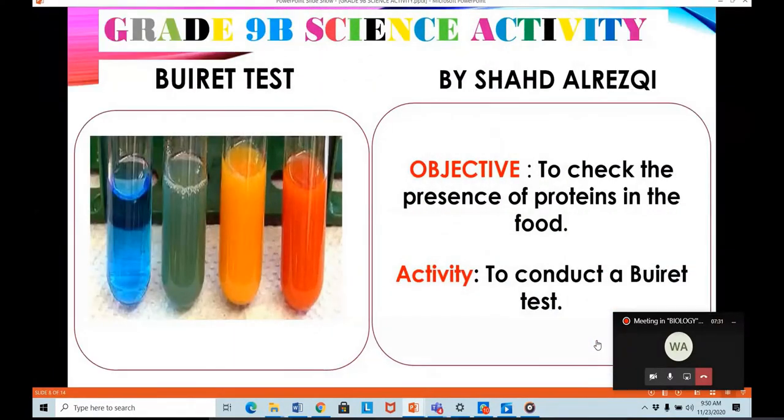So let's start with Shahad Al-Reski, inshallah. She will be doing a Biuret test. The objective is to check the presence of proteins in the food by conducting this Biuret test. Shahad has actually conducted the Biuret test herself, and she's going to present it now by sharing her screen, inshallah. Shahad, I made you the presenter.